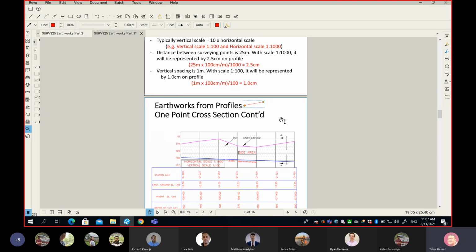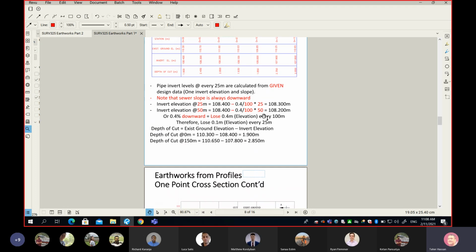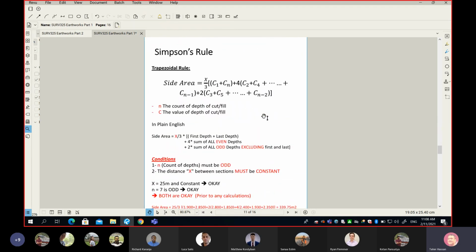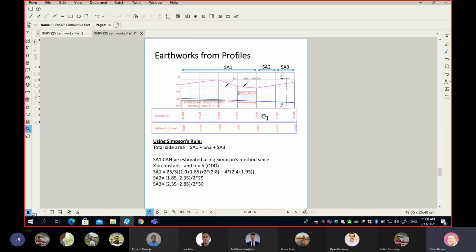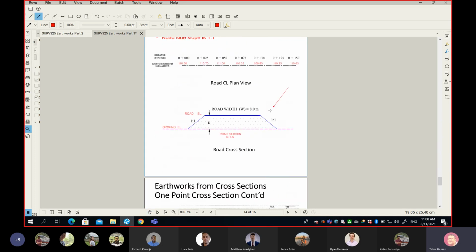Once you have sides like 1 to 1, 3 to 2, any side slope, then you cannot use this method of finding the side area and the volume from the side area. Rather, you need to find the cross-section area. So this one here is finding the volume from cross sections. You find the cross-section area, and then from the cross-section areas use them in trapezoidal or Simpson to find the volume.